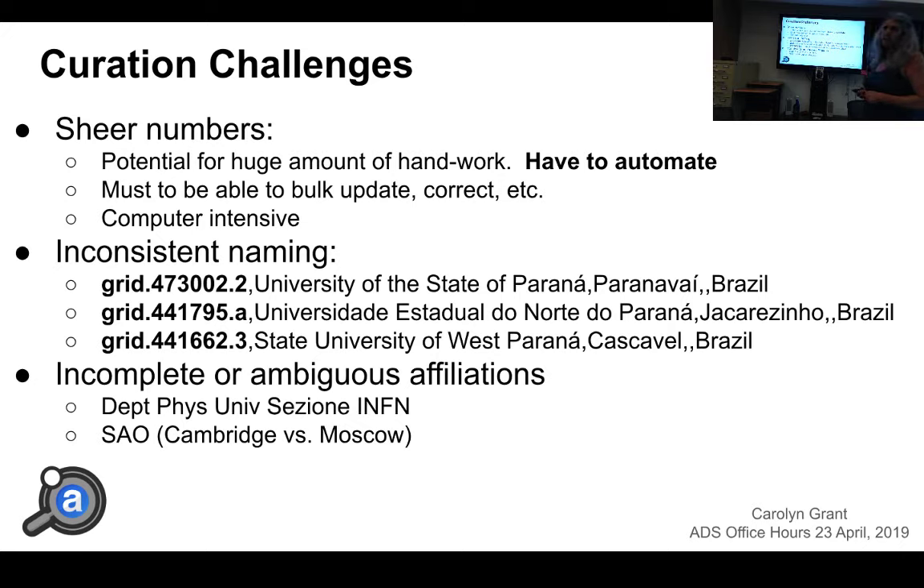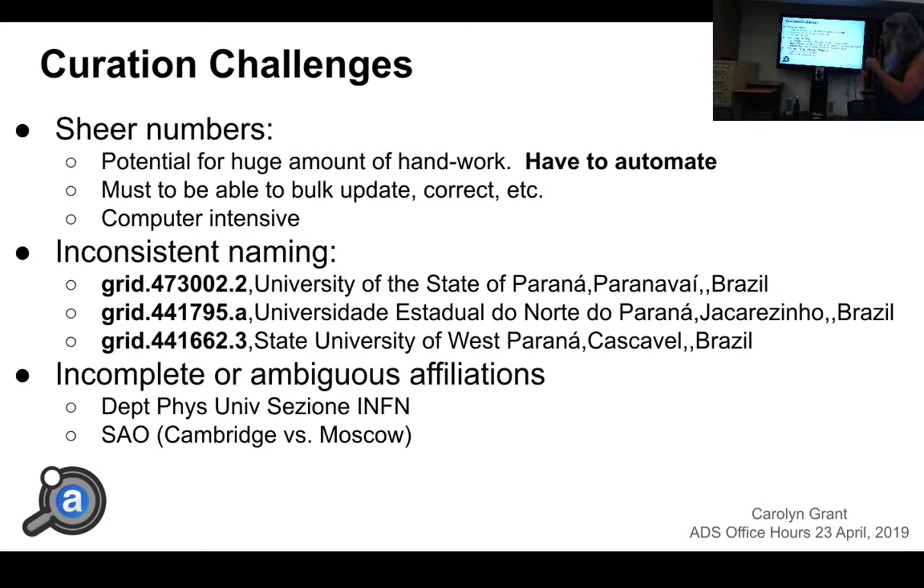The curation challenge is the huge potential for hand work. With 30% missing from physics out of 9 million abstracts, you're still talking about 3 million potential abstracts that we can't assign. So it has to be automated. You have to be able to bulk update and correct if you find that you've done an assignment incorrectly or you've split something that shouldn't be split. And it's computer intensive.